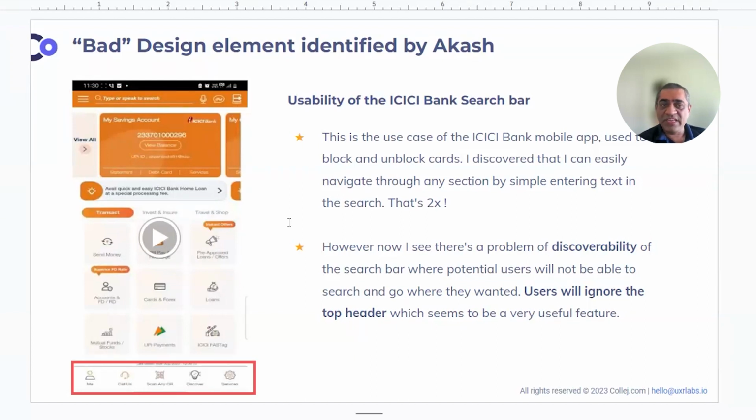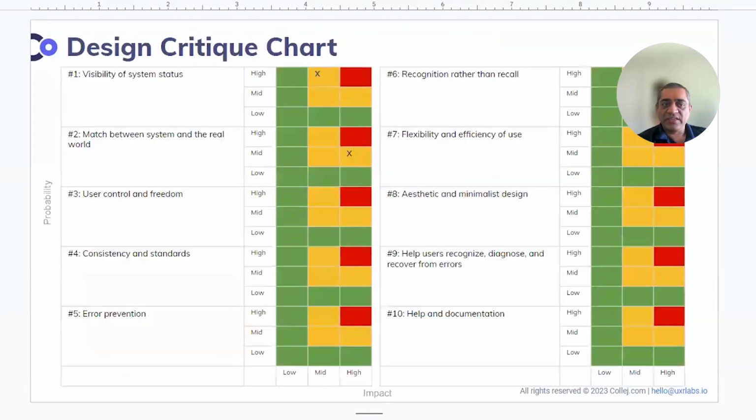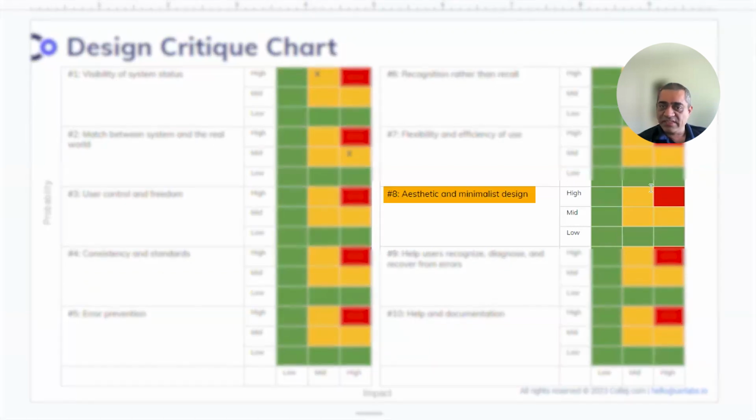So I would actually say that the overall interface itself is really busy. And the problem is not whether people can find search or not. The problem is whether people can find what they want or not. So that is a larger problem. So if you go to slide number 6, I would actually say it's aesthetic and minimalistic design. That is where the problem is. And I would say it's a high.